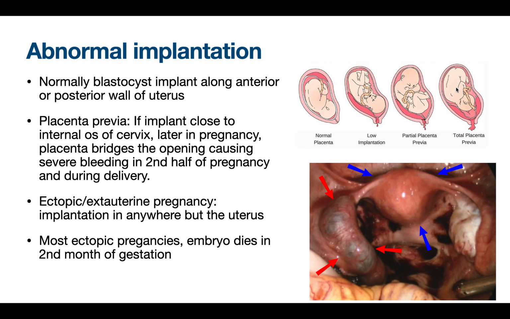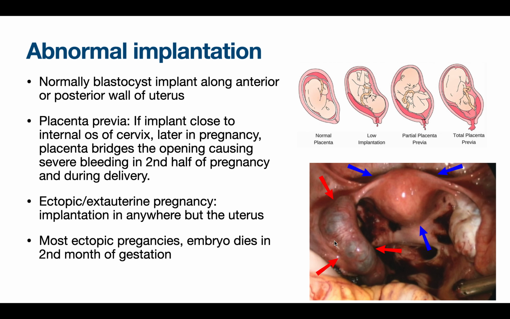Another abnormal implantation is the ectopic or extrauterine pregnancy, and that means it implants anywhere but the uterus, but generally implants in the fallopian tubes. In most ectopic pregnancies, the embryo dies within the second month of gestation, and it causes a severe amount of abdominal pain for the mother.